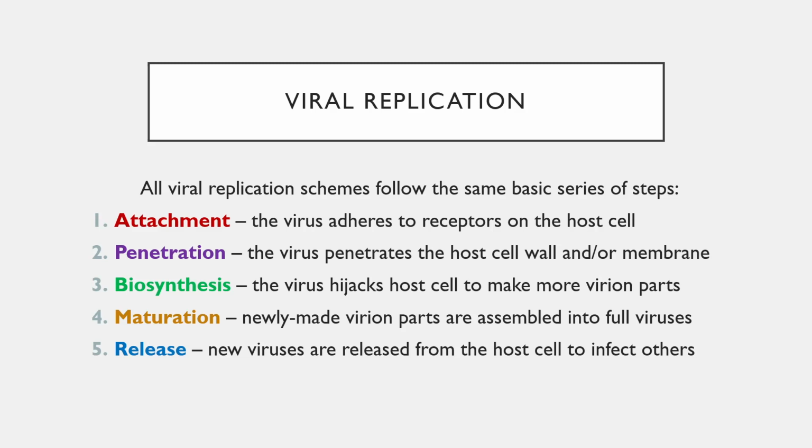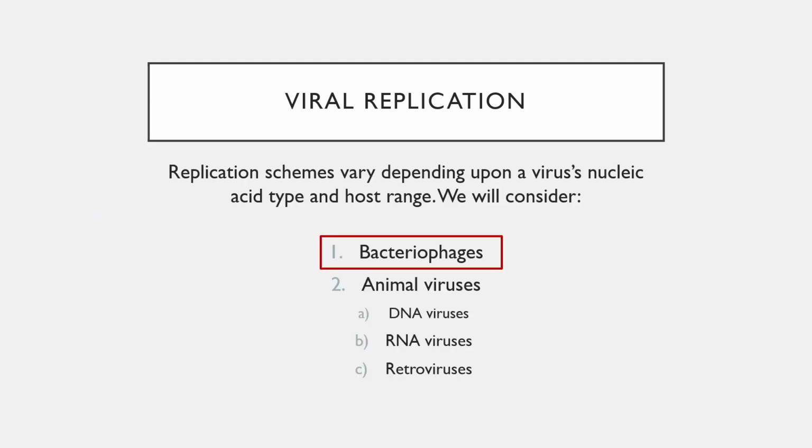Now, as I said, the replication cycle can exhibit variations even though it has the same basic series of steps. And so we are going to look at a few different types of viruses that vary in their nucleic acid and their host range. We're going to take a look at bacteriophages and animal viruses. And within the category of animal viruses, we are going to look at DNA viruses, RNA viruses, and retroviruses. So let's start with bacteriophages.